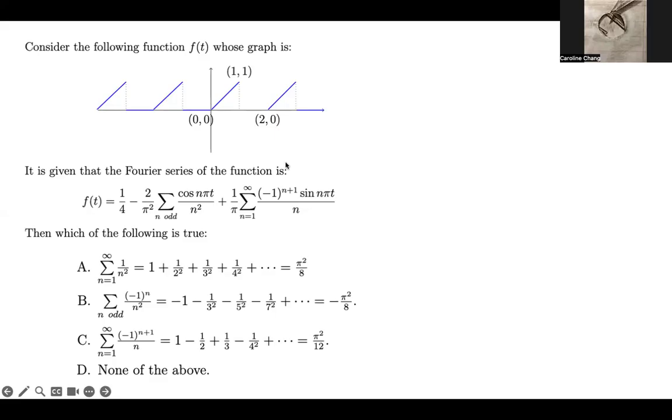Consider the following function f of t whose graph is as shown below. It is given that the Fourier series of the function f of t is equal to 1/4 minus 2 over pi squared, the summation when n is odd of cosine of n pi t over n squared, plus 1 over pi times the summation from n equals 1 to infinity of negative 1 to the power of n plus 1 times sine n pi t over n, all over n. Which of the following is true?